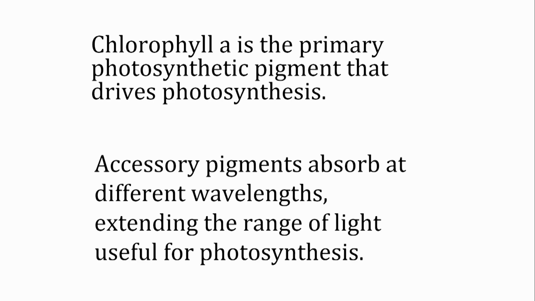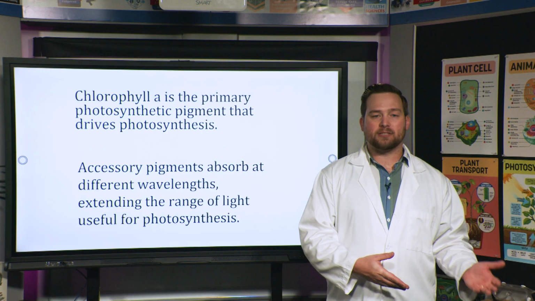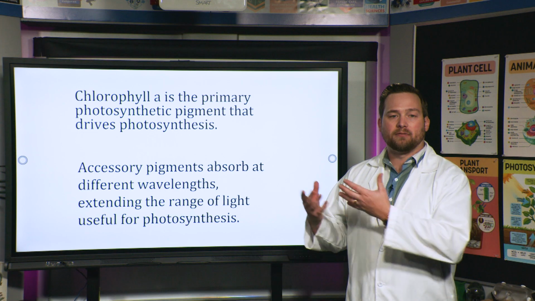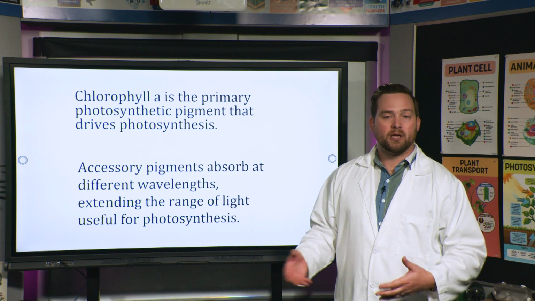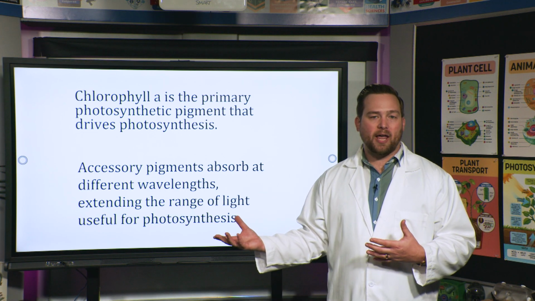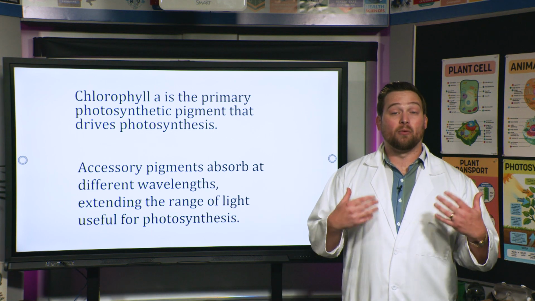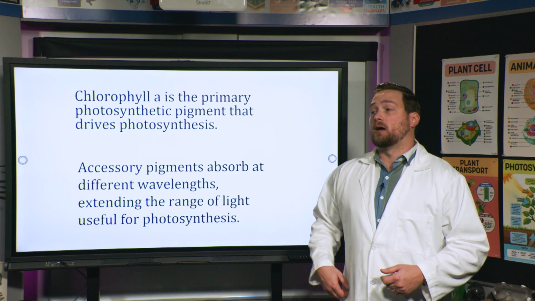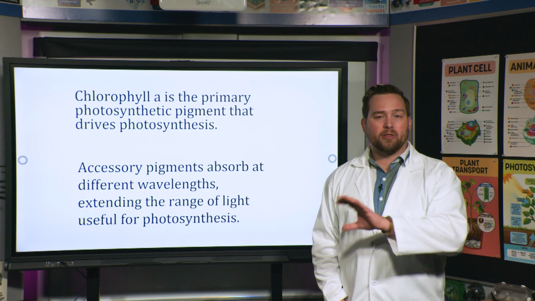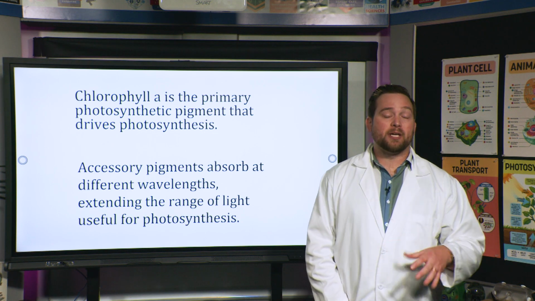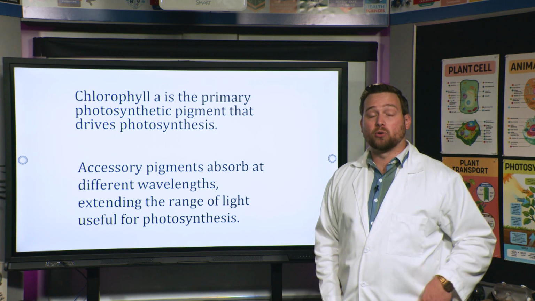Okay, so chlorophyll A is the primary photosynthetic pigment that drives photosynthesis, and then some accessory pigments absorb at different wavelengths, which extend the range of light useful for photosynthesis. So we're mostly using that chlorophyll A, but we have some backups just in case we're not getting enough out of it. That's why some of those leaves look red and orange, because they have different pigments in them and not the chlorophyll A.